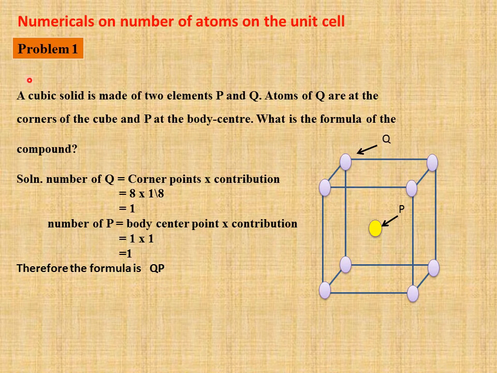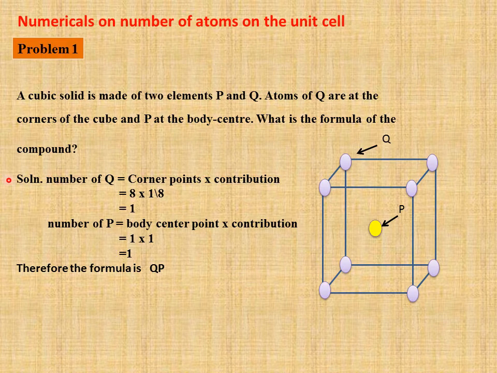See, this is a cube and hence a cubic solid made out of two particles, P and Q. Atoms of Q are at the corner. See, these corner lattice points are named as Q and P at the body center. See, this lattice point is P, which is present at the body center. What is the formula of the compound? If the solid is made up of P and Q, by using the previous knowledge we have to calculate.